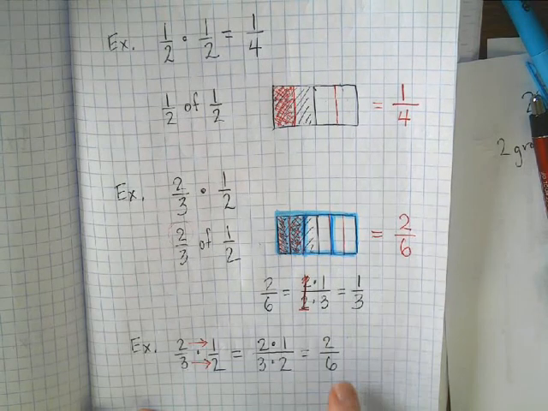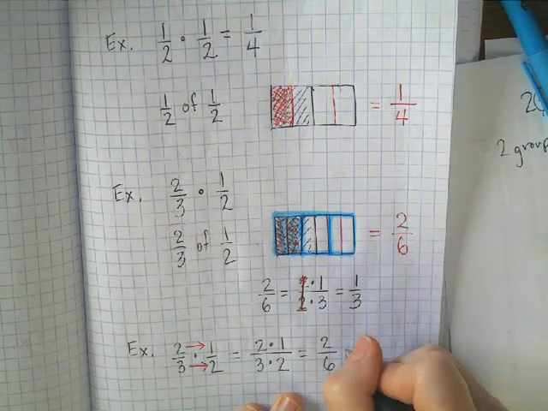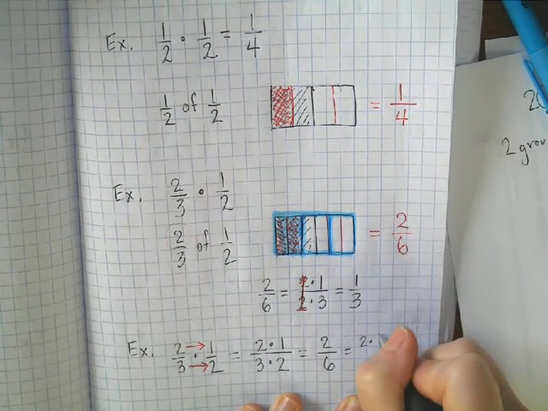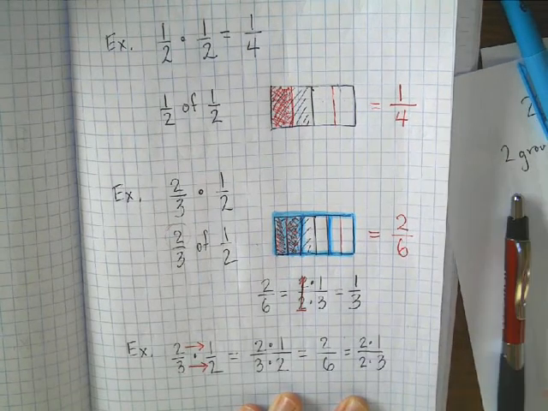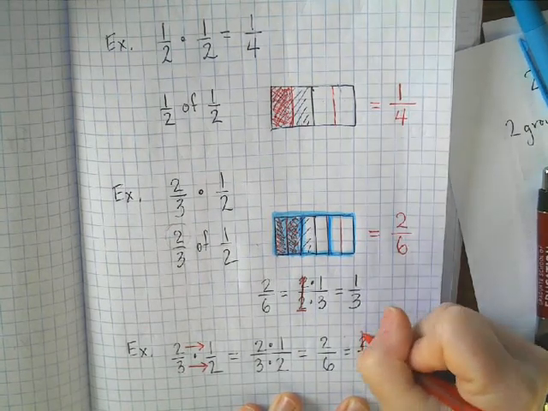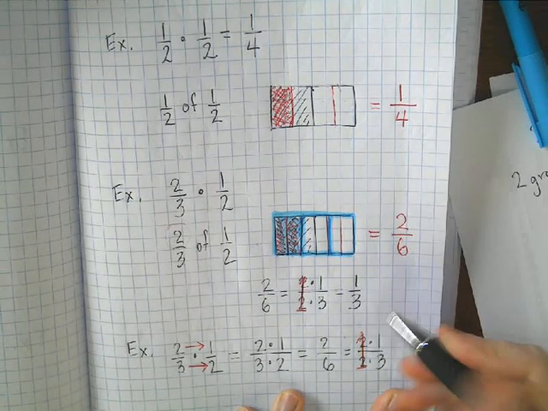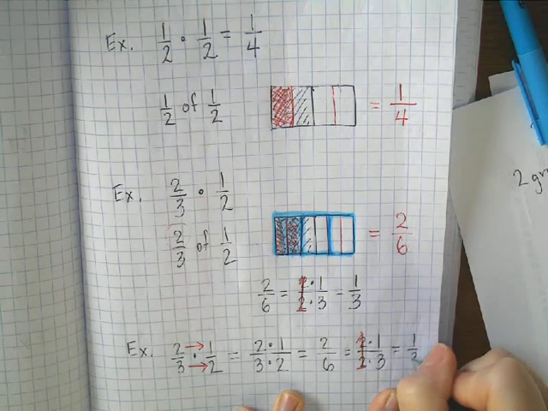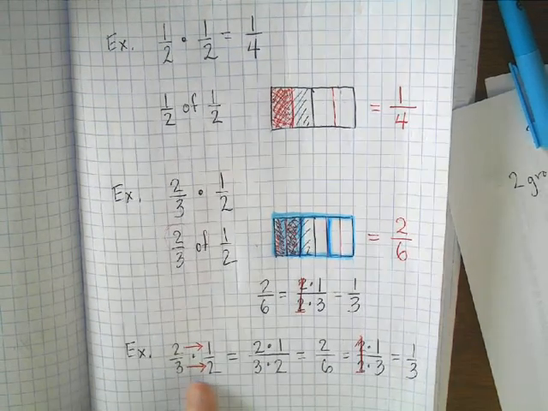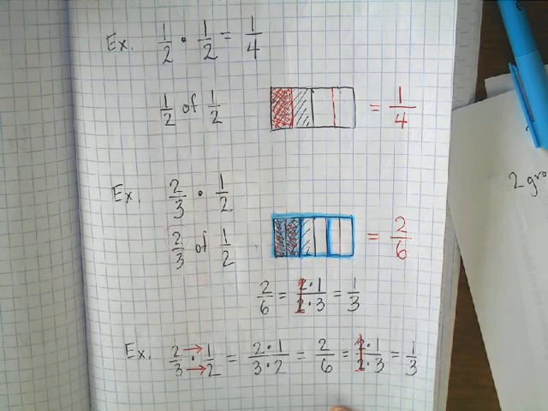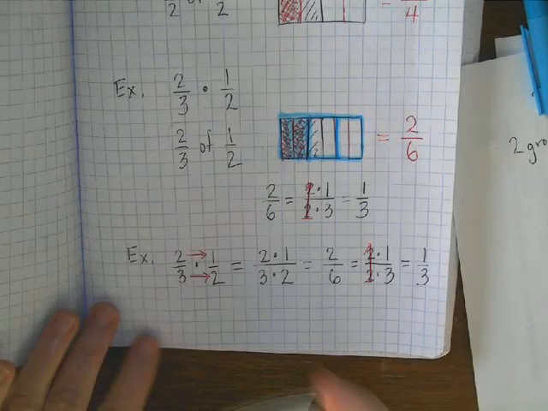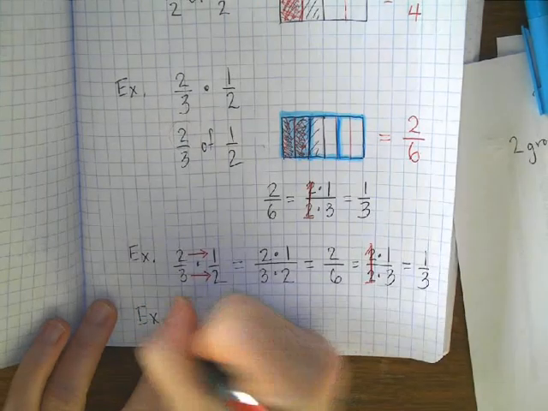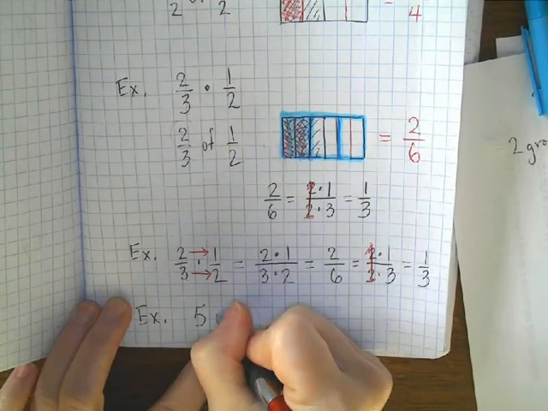We still have to reduce this, though. We have to simplify this. 2 is 2 times 1, and 6 is 2 times 3. 2 divided by 2 is 1. So the answer is 1 over 3. Okay, so in Math Space, they're going to show it like this. One other thing in Math Space, if they show a whole number, say 5 times 2/3.